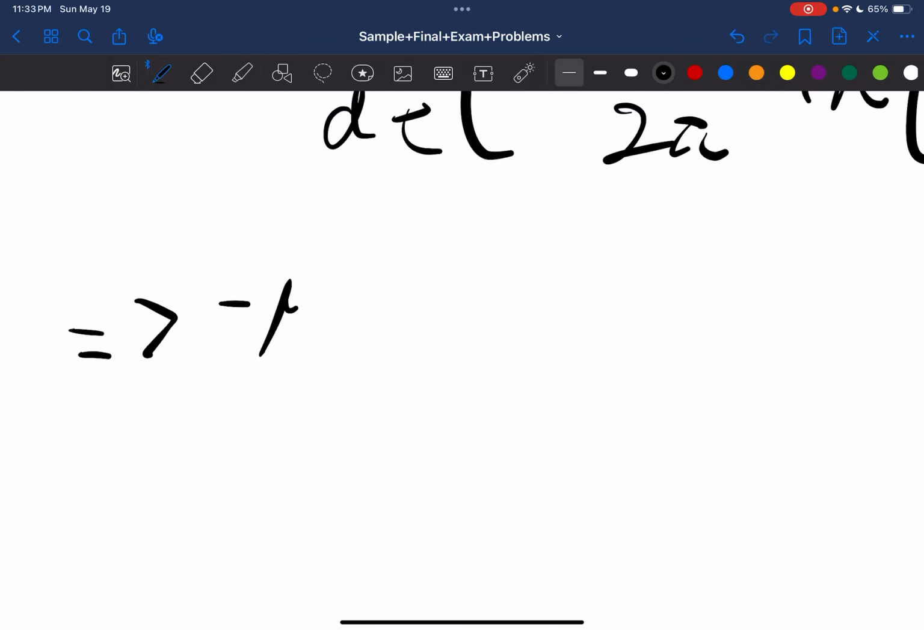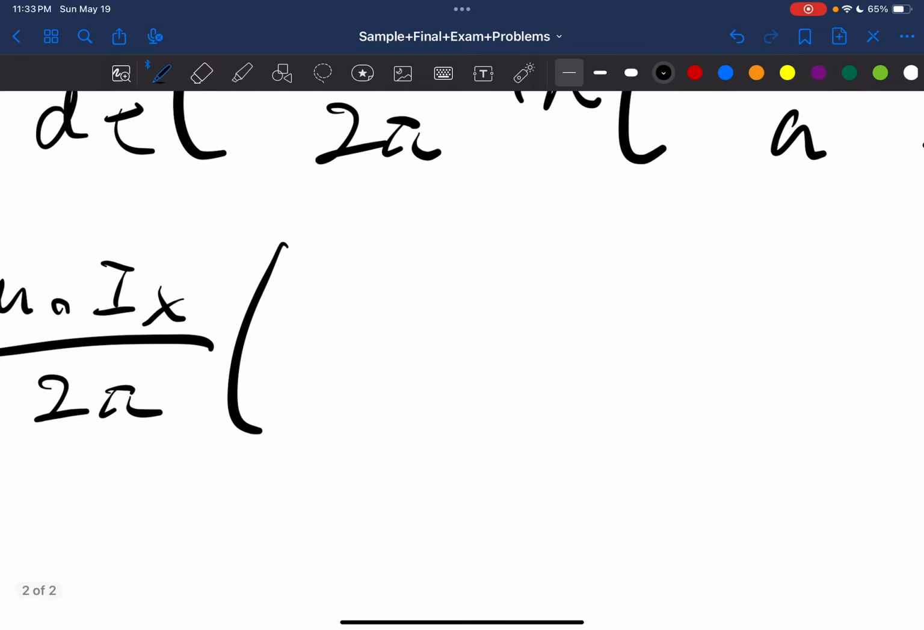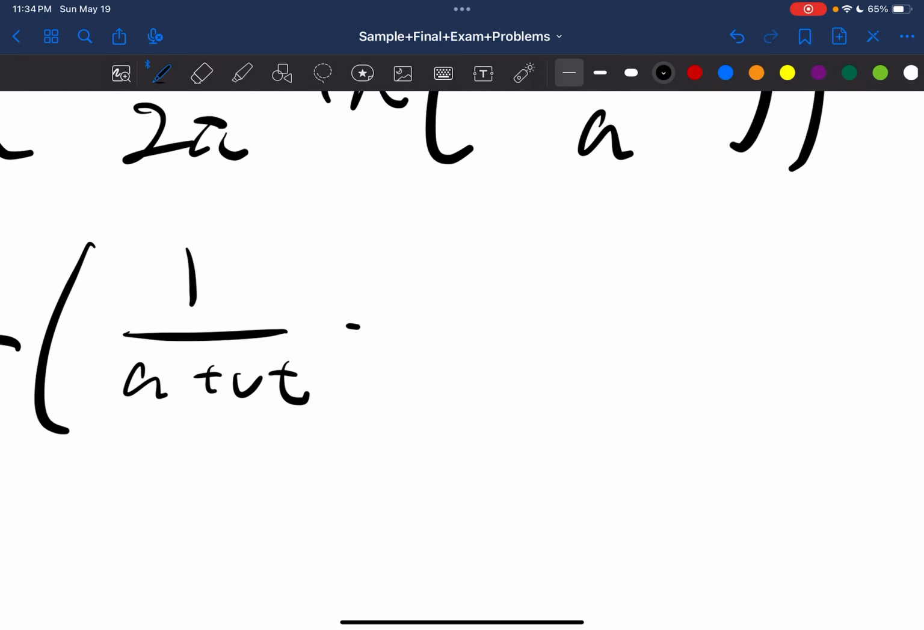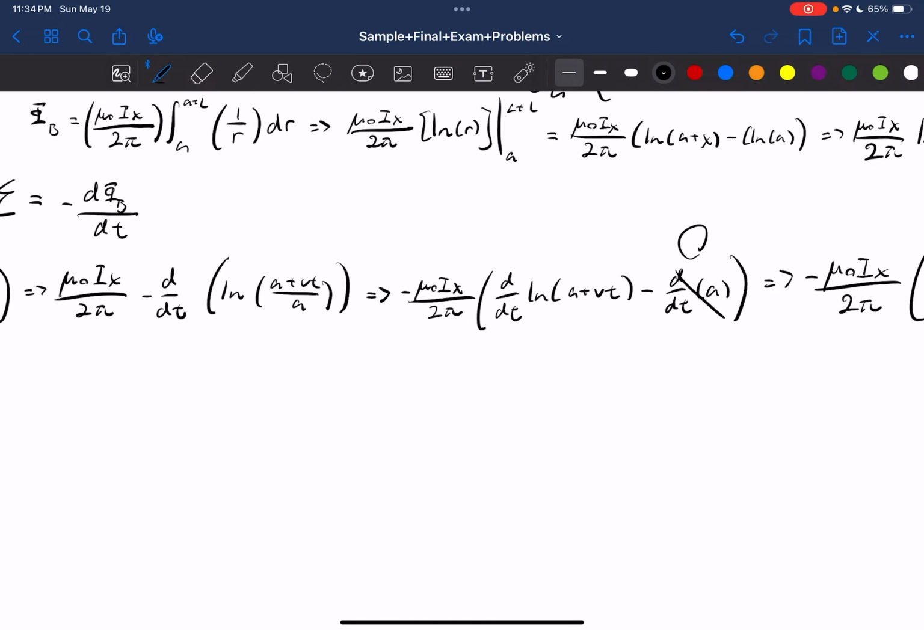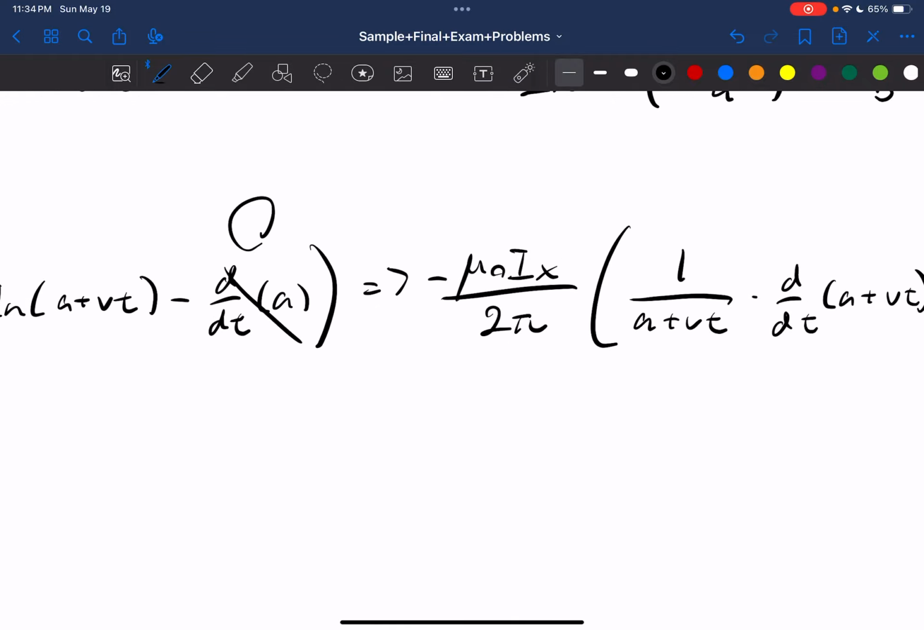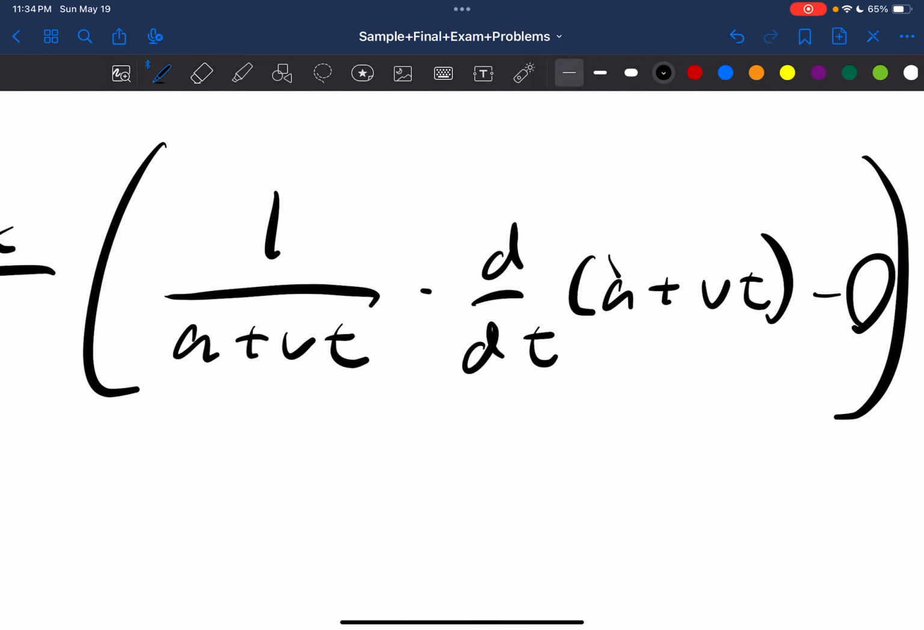All right, so now we can move on. Again, Ix over 2 pi times 1 over A plus Vt times 0. And now according to the chain rule that we did right here, A again is going to turn to 0 because the derivative of a constant is 0.